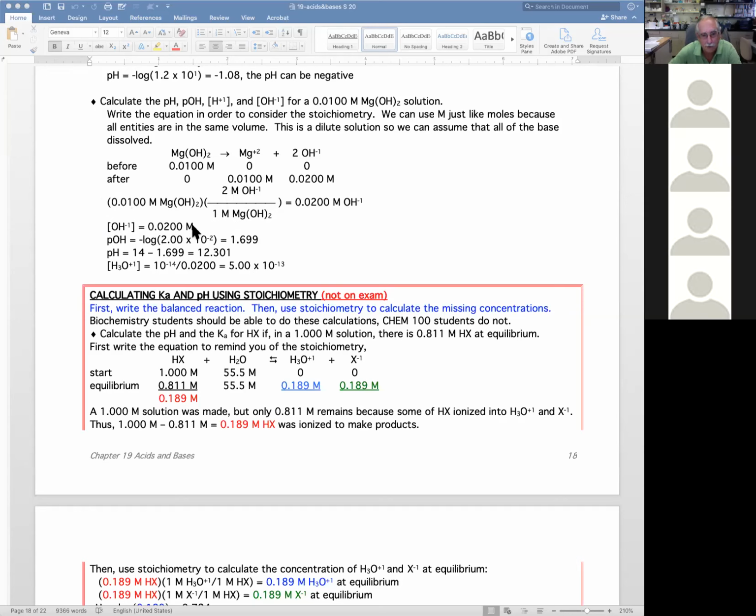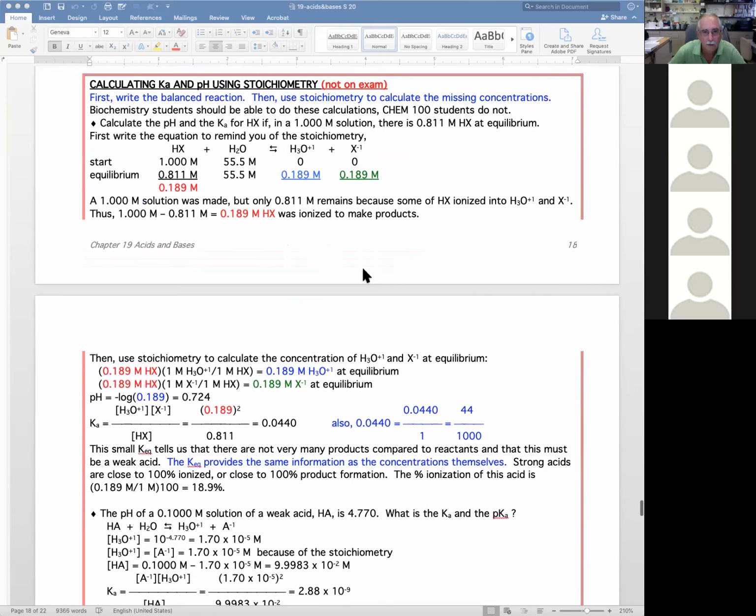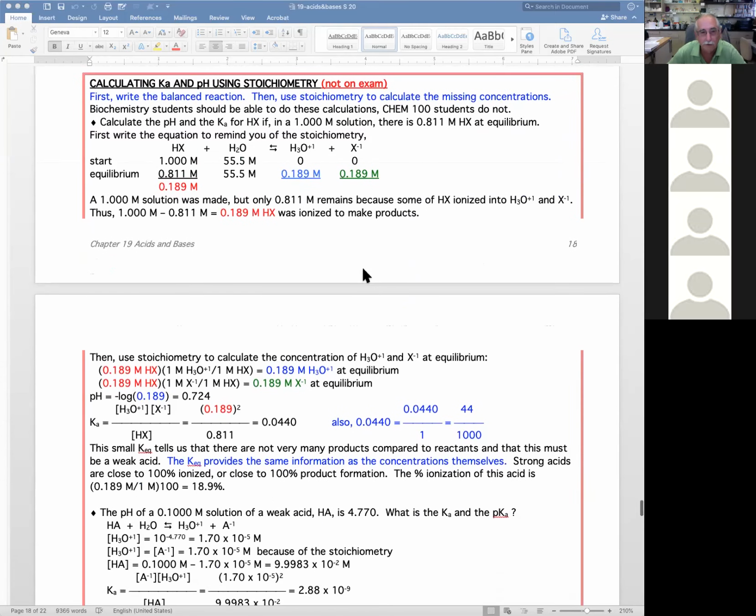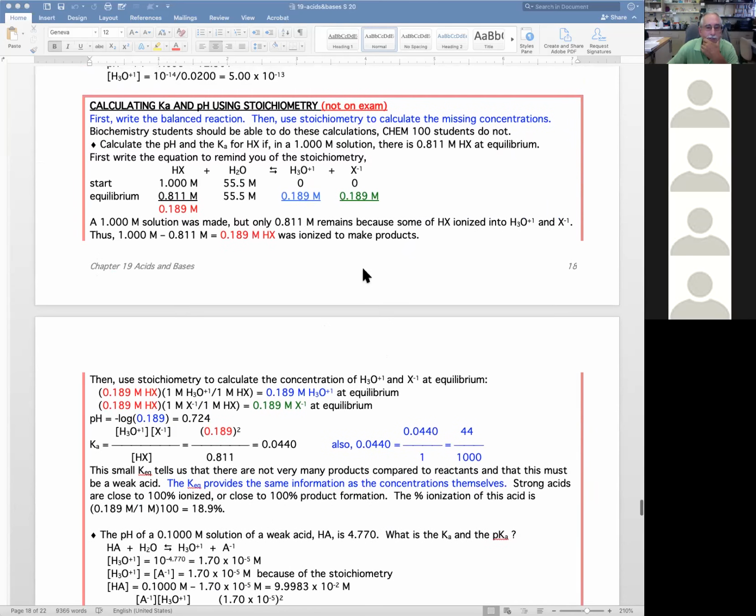So here is the hydroxide ion concentration. The pOH would be that. Here I figured out the pH and then the hydronium ion. So I decided not to put this on the exam. That means you're not going to have to use stoichiometry to do what we just did. But let's just look at this.